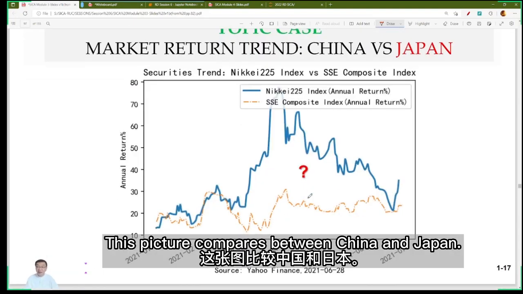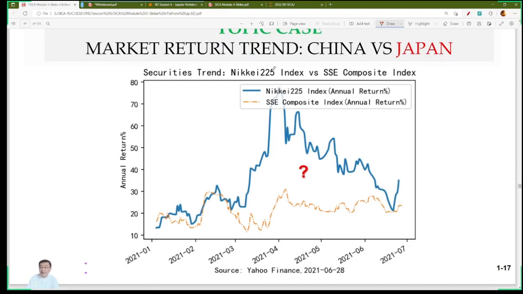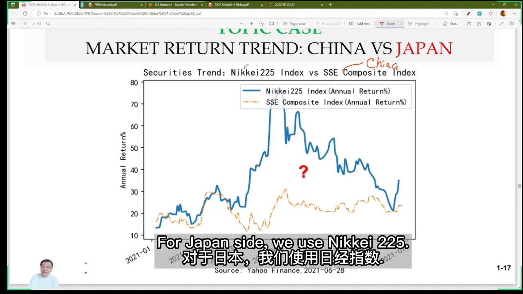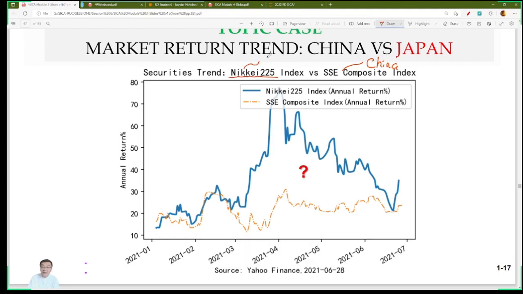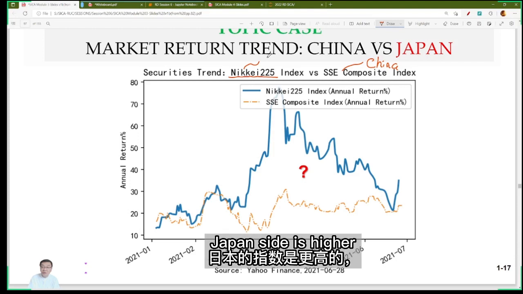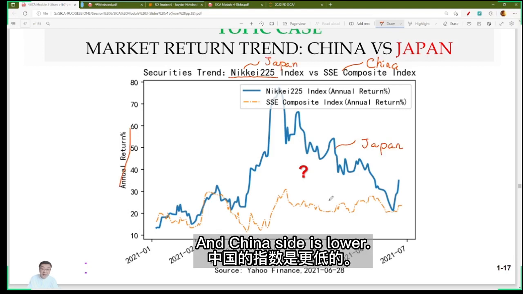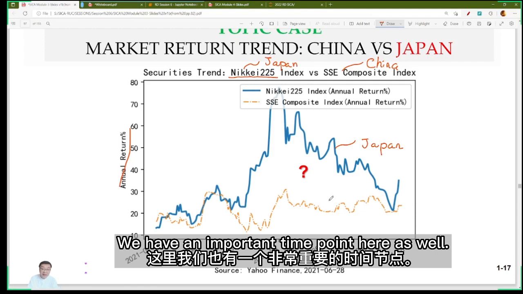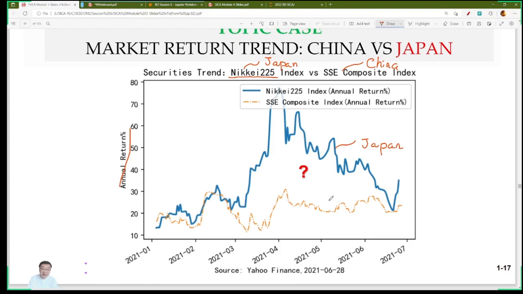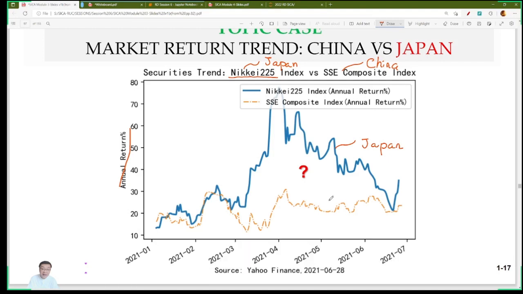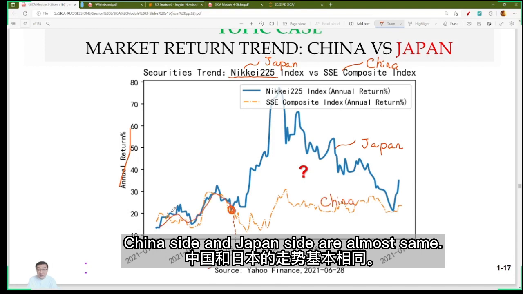This picture compares China and Japan. For the China side, we still use the SSE Composite Index. For the Japan side, we use the Nikkei 225. And we find out that the Japan side is higher in terms of annual return, and the China side is lower. We have an important time point here as well. It's also March. It's pretty interesting. Before March, the China side and the Japan side are almost the same.